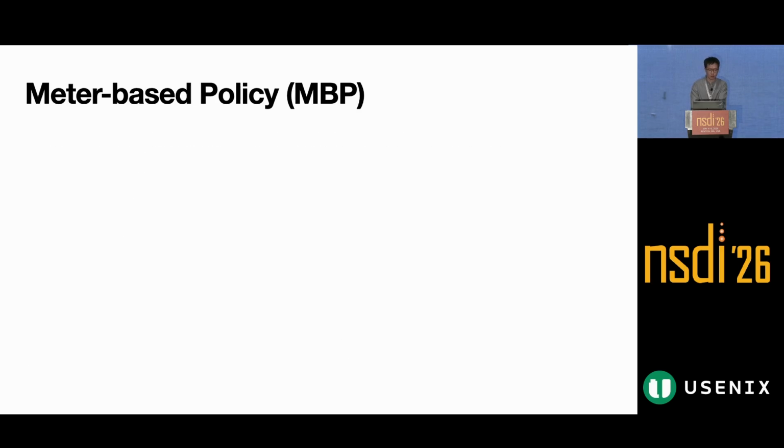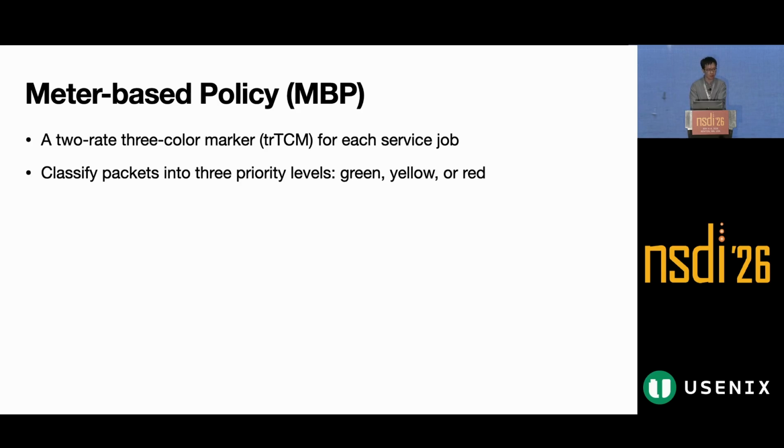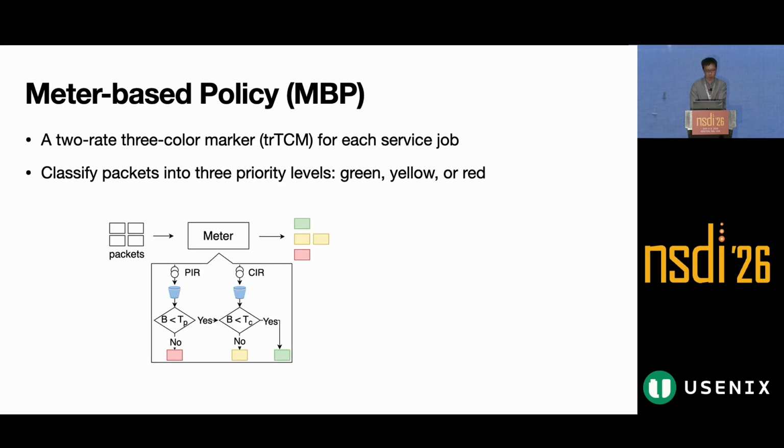To tackle this, we propose two enforcement policies. The first one is a meter-based policy. It's intuitive to understand. We provide a two-rate three-color marker for each job to classify packets into three priority levels: green, yellow, and red. For simplicity, it can be conceptually modeled as a cascade of two token buckets. Every packet sequentially passes through both buckets. For clarity, we'll focus on rate-based behavior and omit burst size considerations.